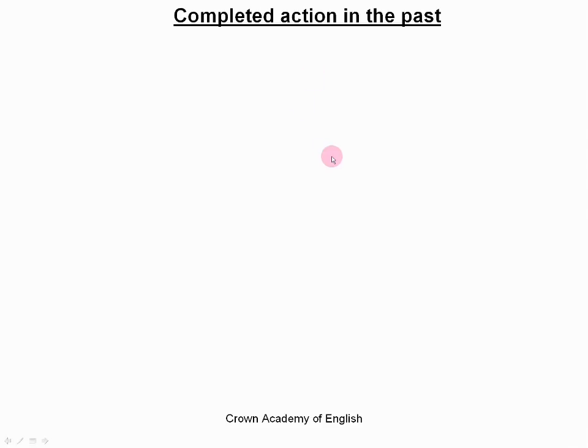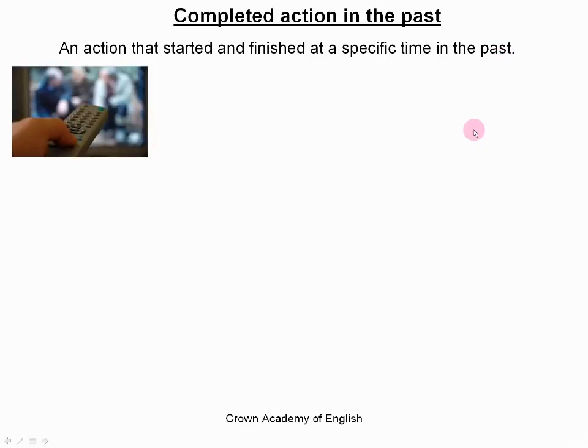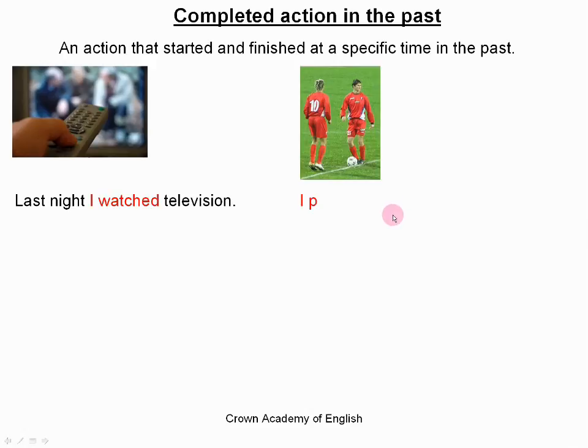So when do we use the past simple? Well, the first use is for a completed action in the past. So an action that started and finished at a specific time in the past. Last night I watched television. I played football 3 days ago. So in red, this is the past simple.